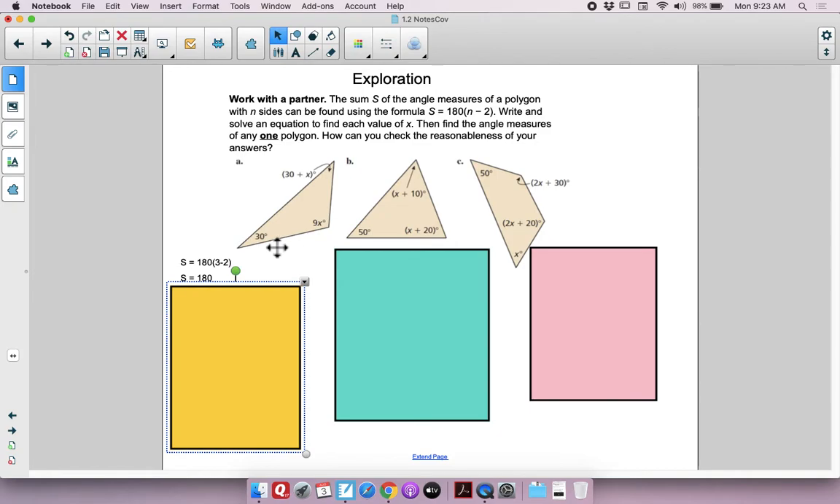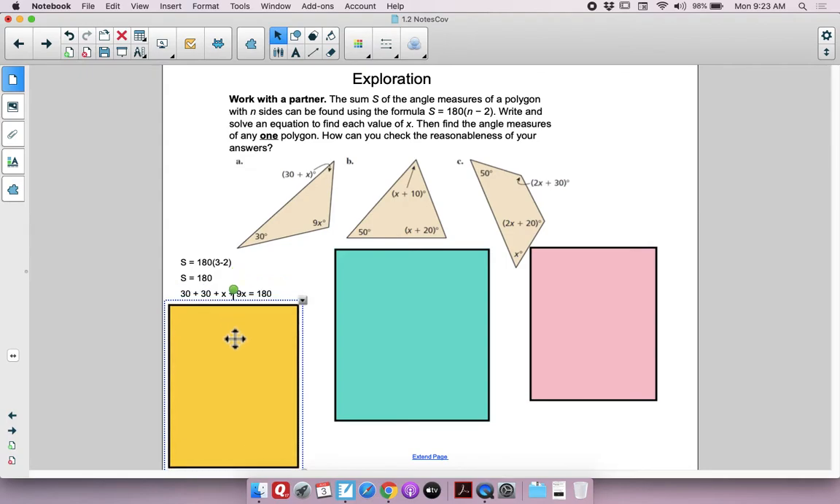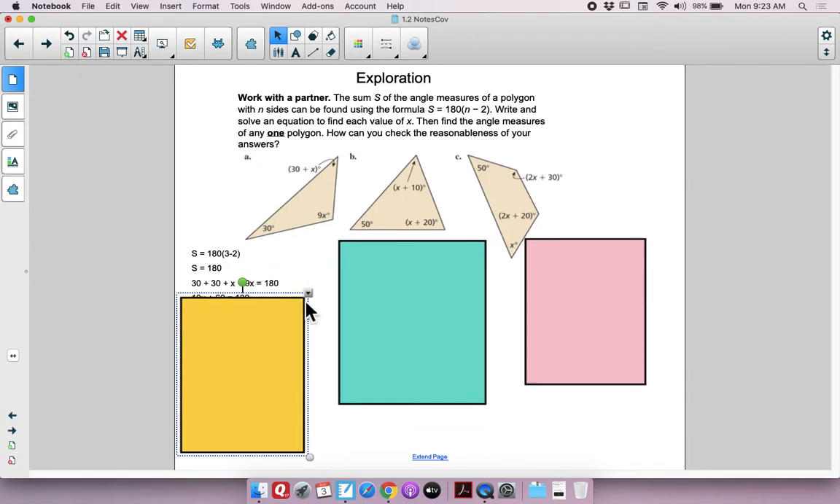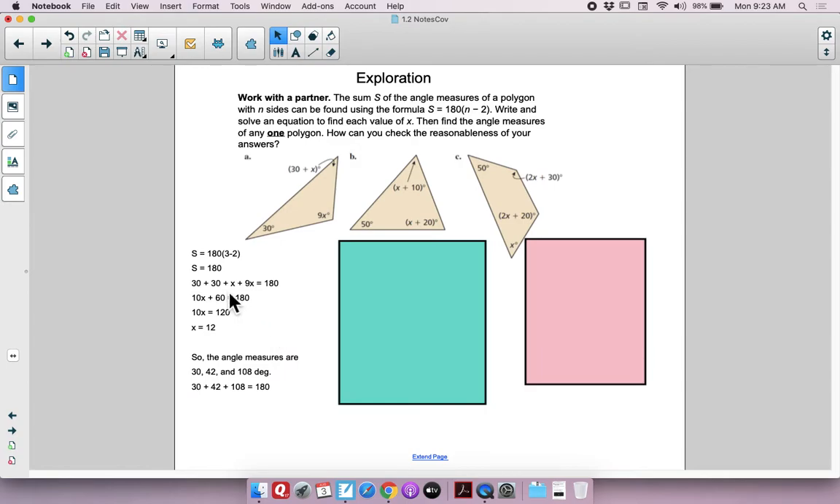Well, I know that this angle is 30, this one's 9x, this one is 30 plus x. If I add those three together, they equal 180. So 30 plus x plus 9x equals 180. And then I would just basically solve for x. So how would I do that first? On the left side, I'm going to combine like terms, right? X and 9x makes 10x. 30 and 30 makes 60.